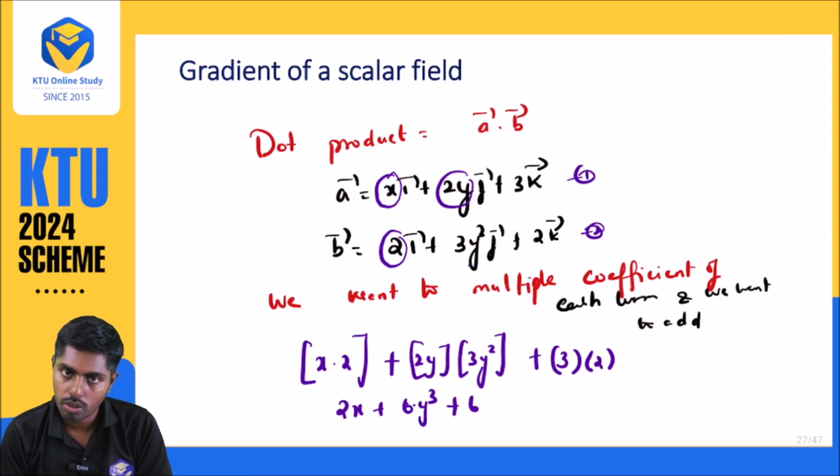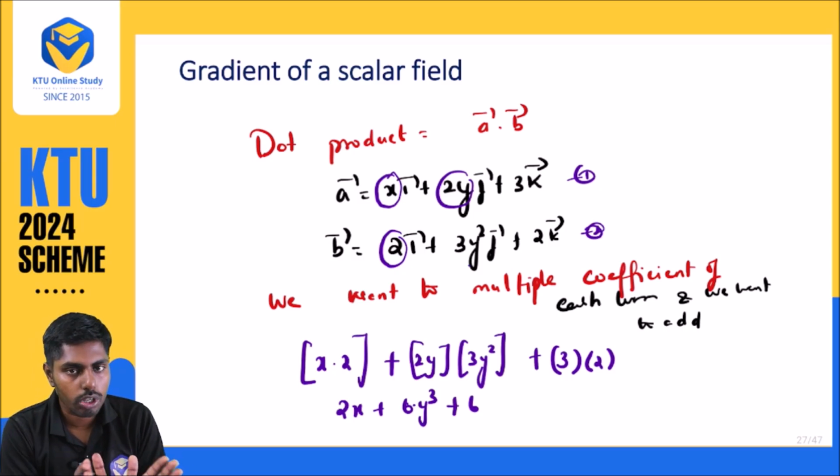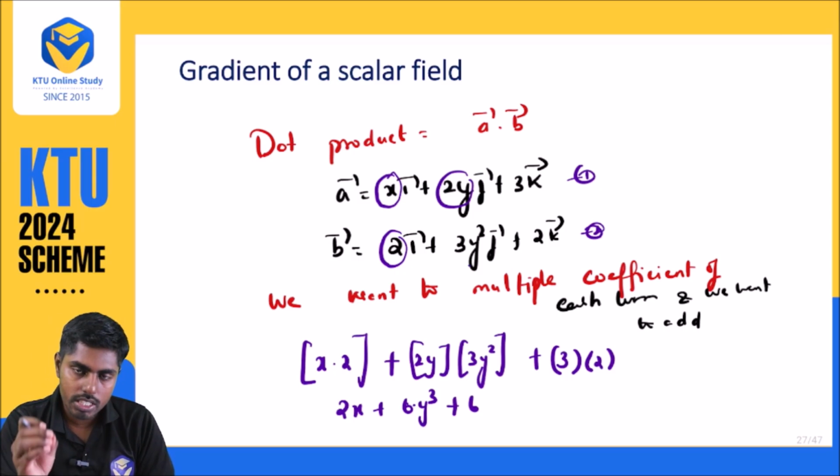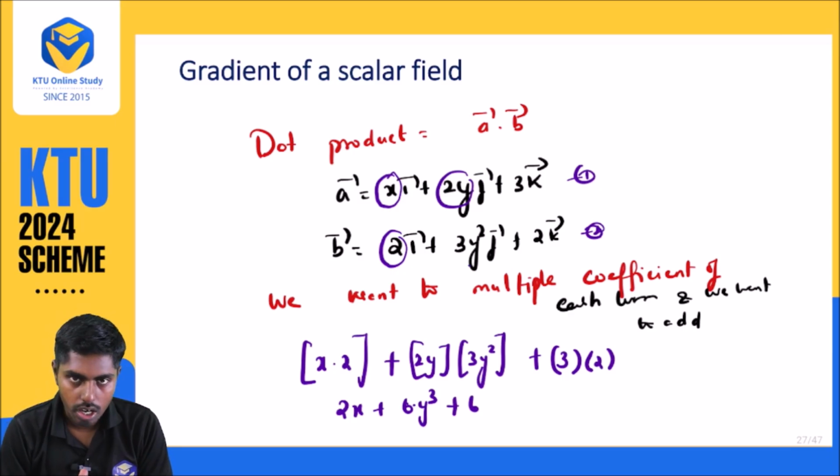We will see the cross product in the upcoming classes. Today's topic is the dot product, which means just multiplying the coefficients of both.